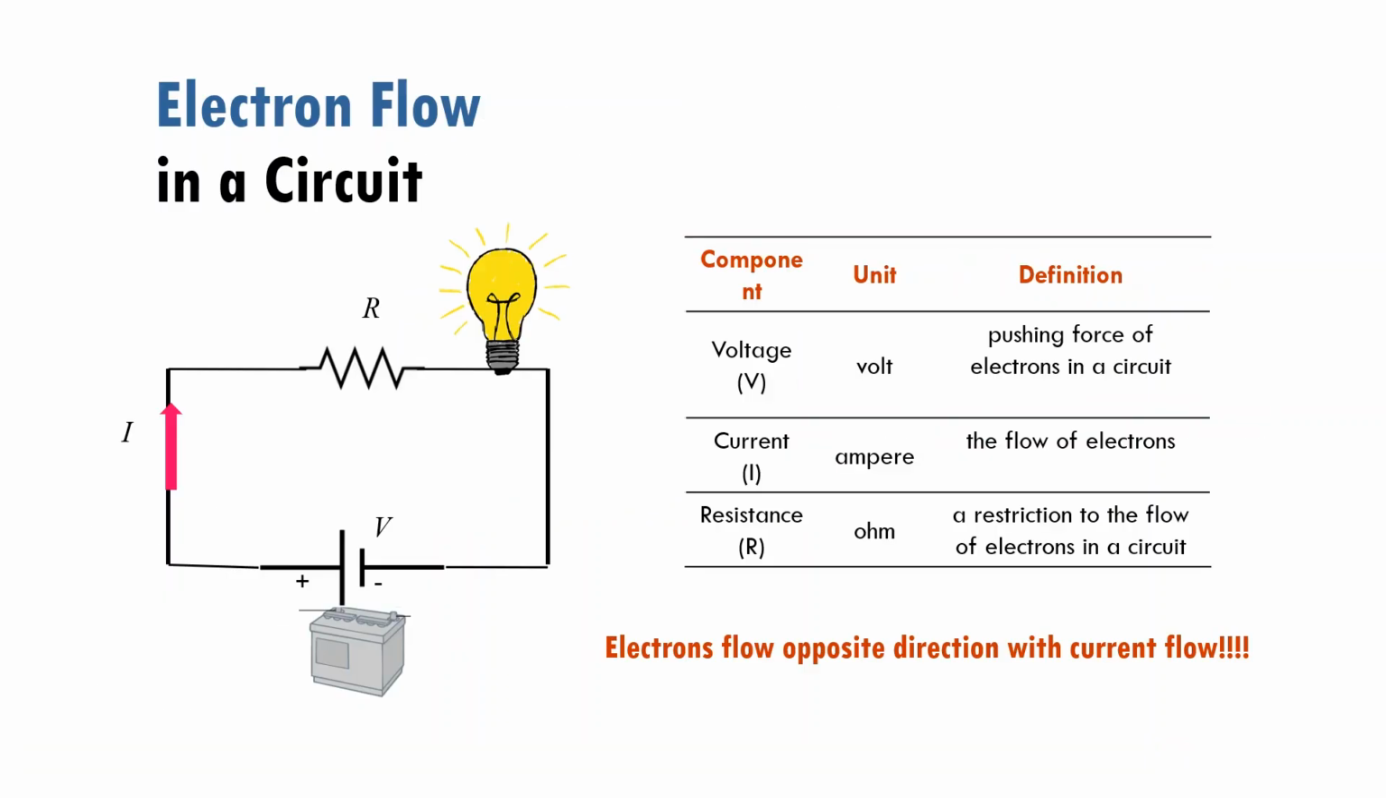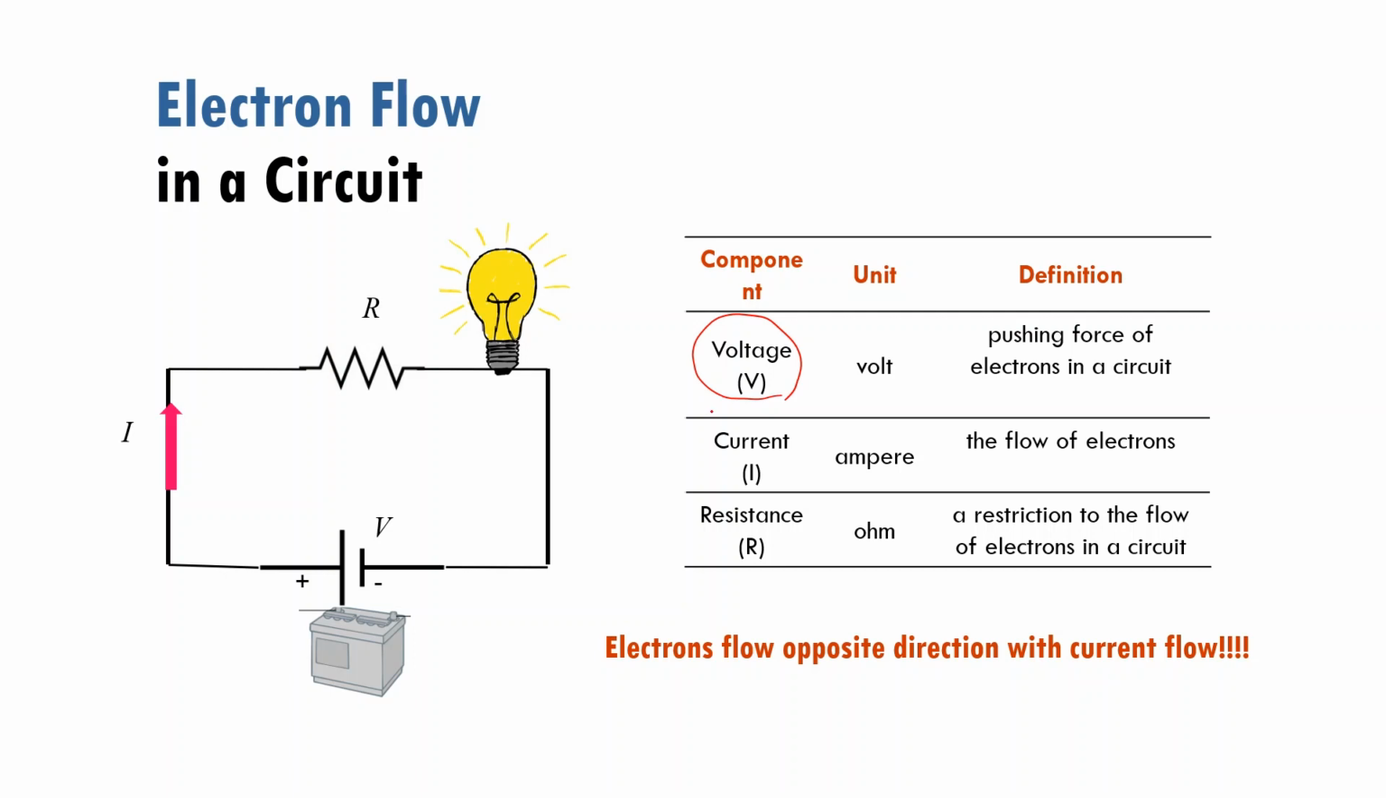And now we move on to the electron flow in circuits. Okay, if you have a circuit, there are three components that make the current flow. The first one is called voltage. Okay, the unit of it is volt. The voltage is the pushing force of electrons in the circuit.